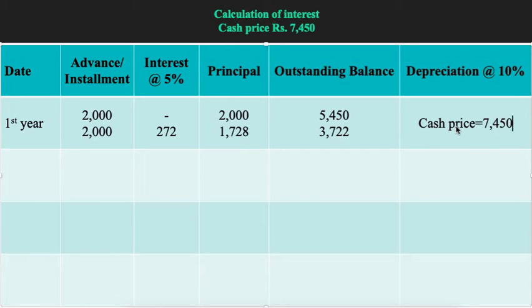On this 7,450, we are going to calculate at what rate? At 10%, that is 7,450 into 0.10. We are going to get how much depreciation amount? 745. So this 745 is what? This is the first year depreciation amount. Fine.